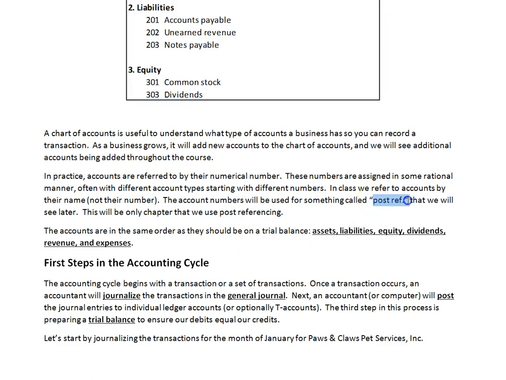This post ref we're not going to worry too much about. I'll show you one example of how it works and then we won't use it ever again.